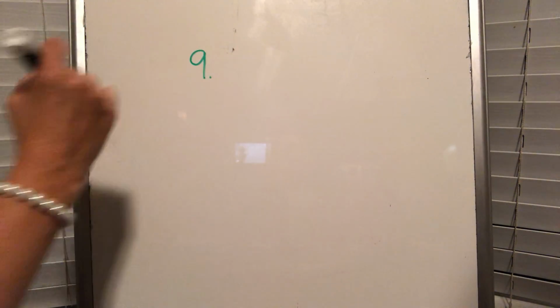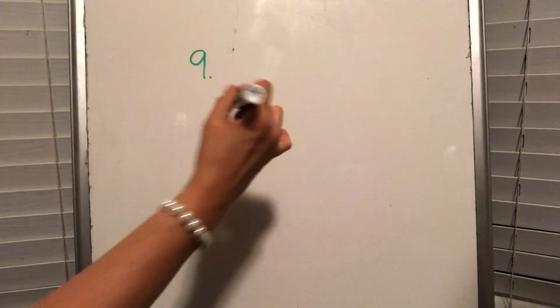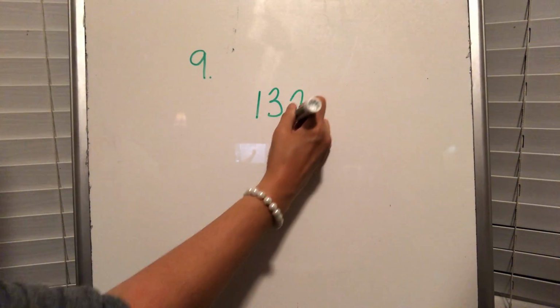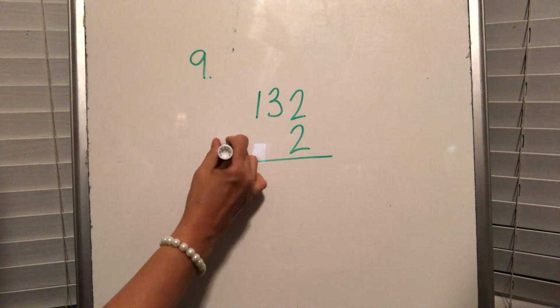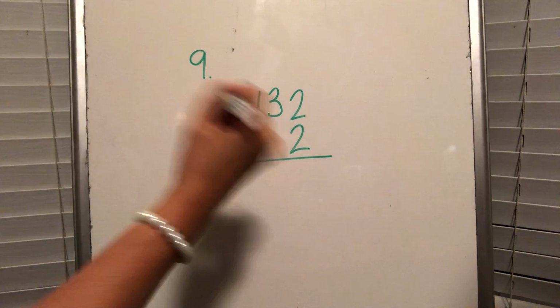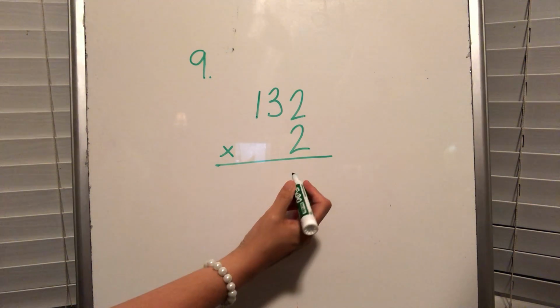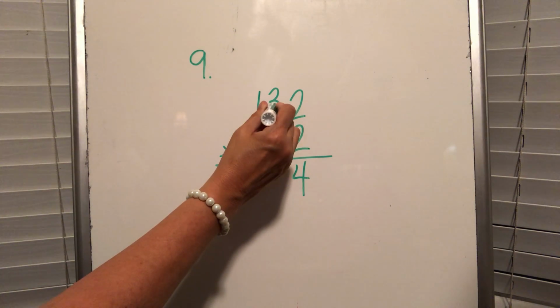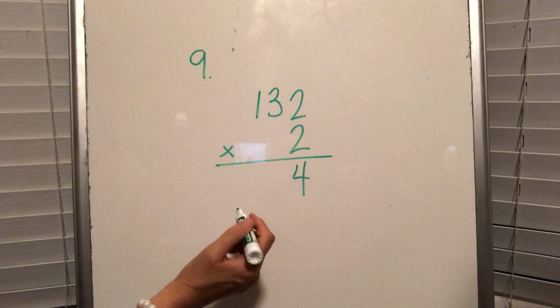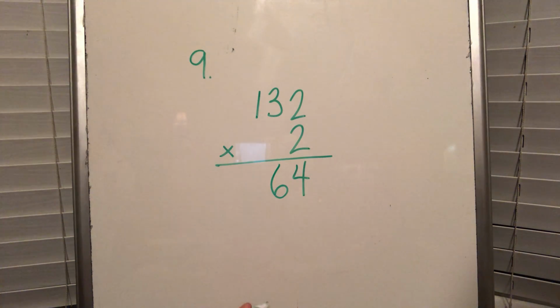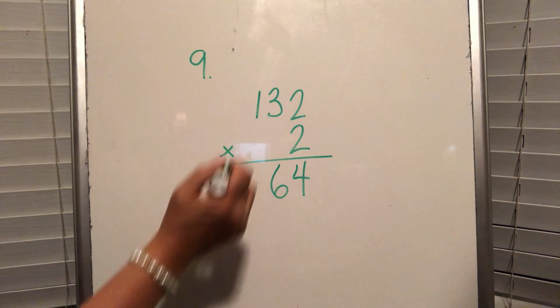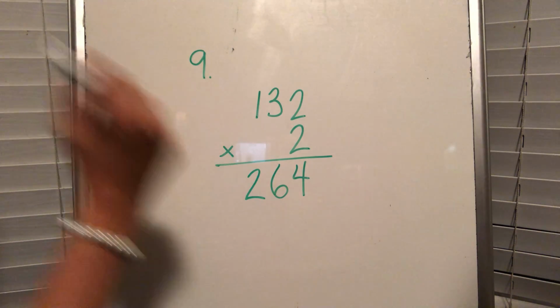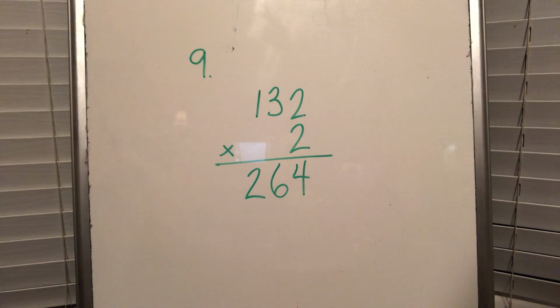Awesome. All right, let's look at number 9. Number 9 is 132 times 2. Okay. All right, we're going to start again in the ones place. 2 times 2 is 4. Now we're going to take that 2 times the number in the tens place. 2 times 3 is 6. And then last but not least, 2 times 1 in the hundreds place is 2. So 132 times 2 equals 264.